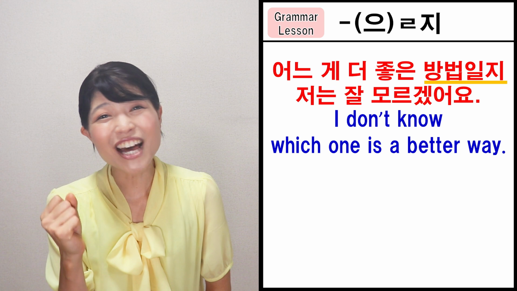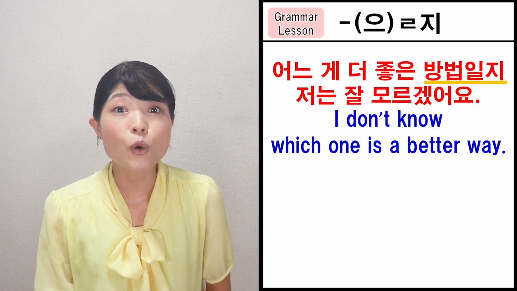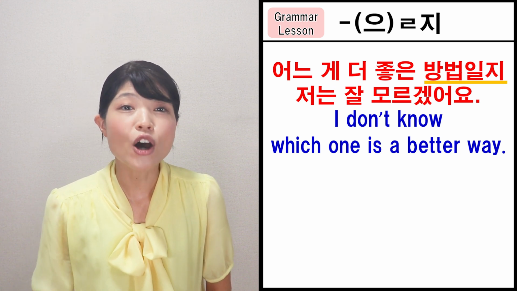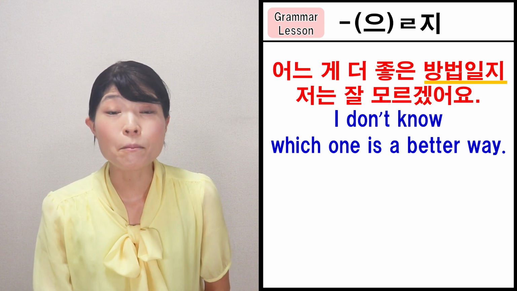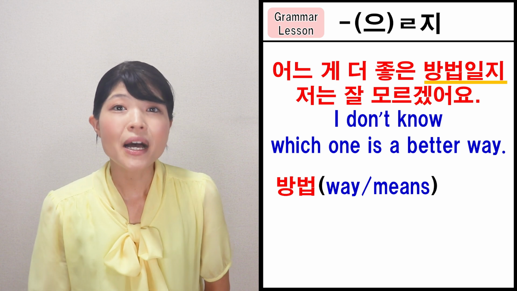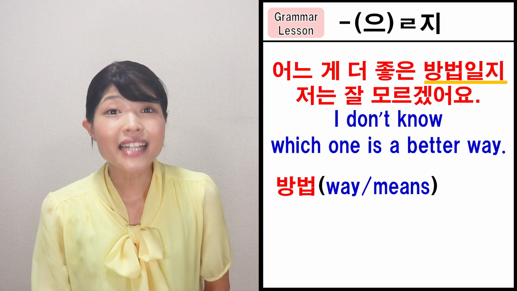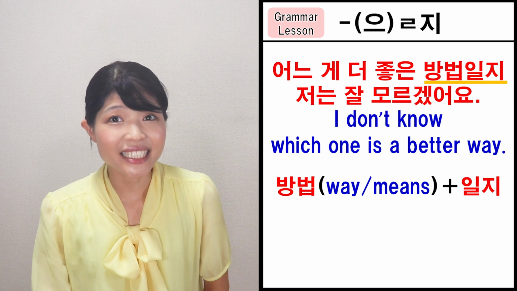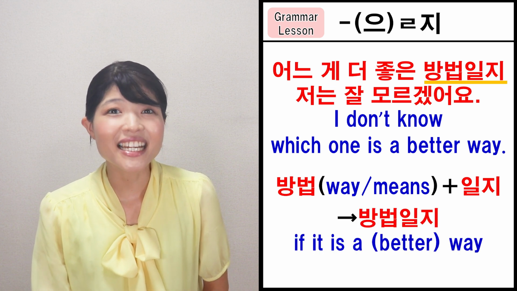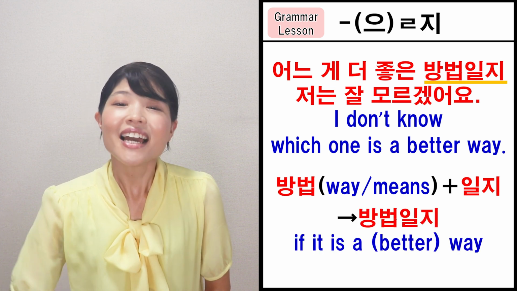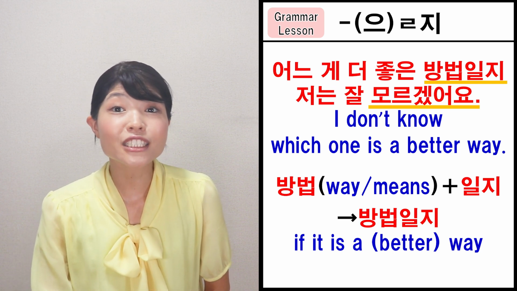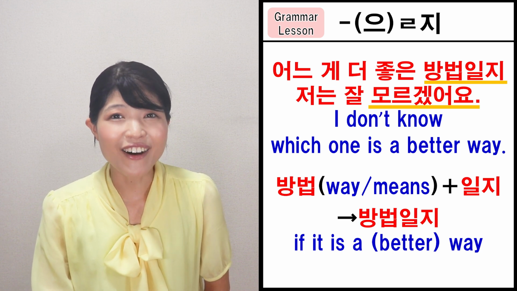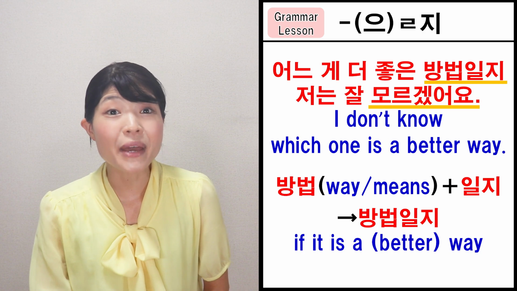Let's see the last example. 어느 게 더 좋은 방법일지 저는 잘 모르겠어요. I don't know which one is a better way. Here, 방법, a way, is a noun. So you add 일지 to make 방법일지, if it is a better way. In addition, 모르겠어요, I don't know, follows this grammar to make 방법일지 모르겠어요. I don't know which one is a better way.